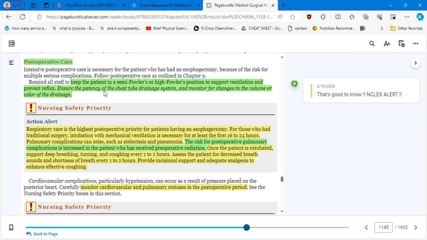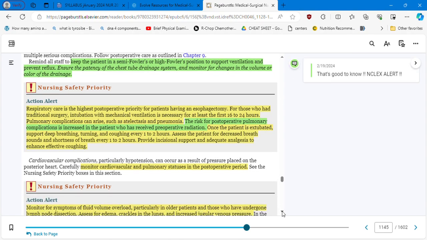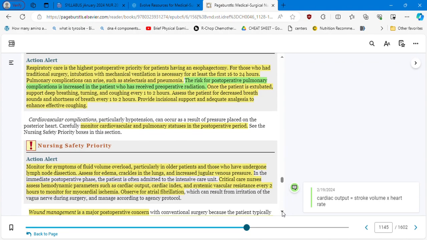Post-operative care, keep the patient in a semi-Fowler or high Fowler position to support ventilation and prevent reflux. We are talking about post-operative after the esophagectomy. Ensure patency of the chest tube drainage system and monitor for changes in the volume or color of the drainage. And that's good to know. NCLEX alert. We need to know everything about chest tubes also. It's going to be present.